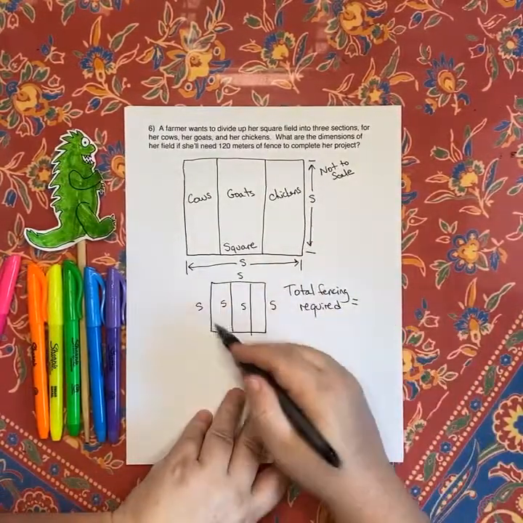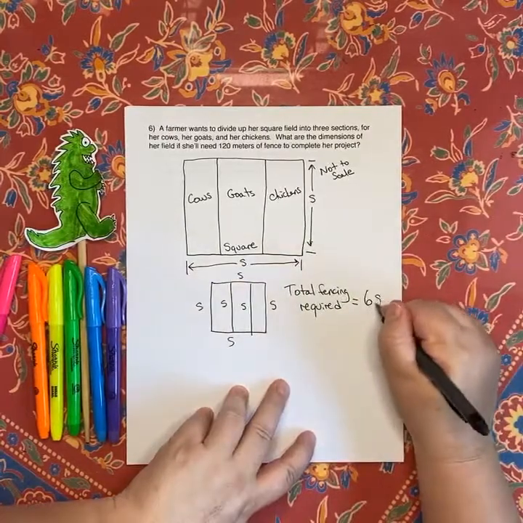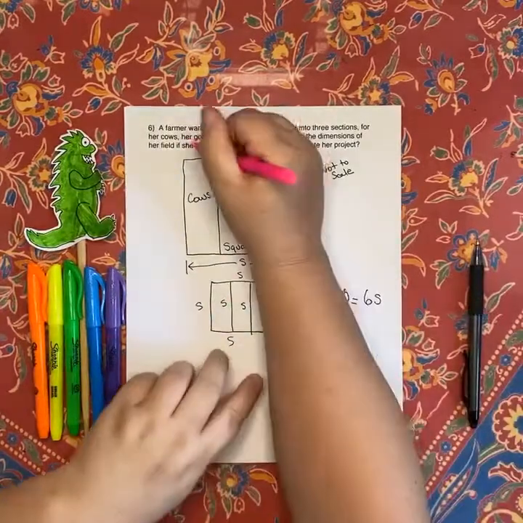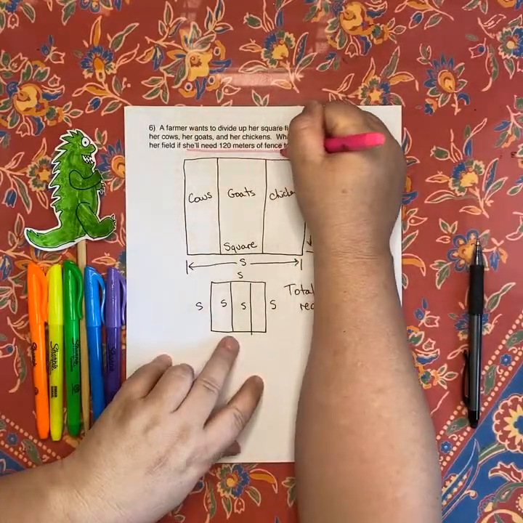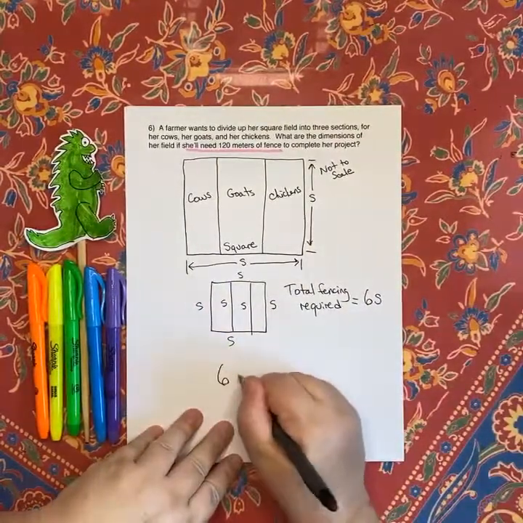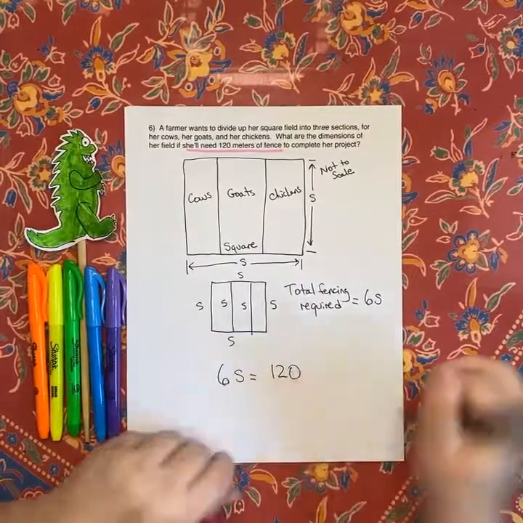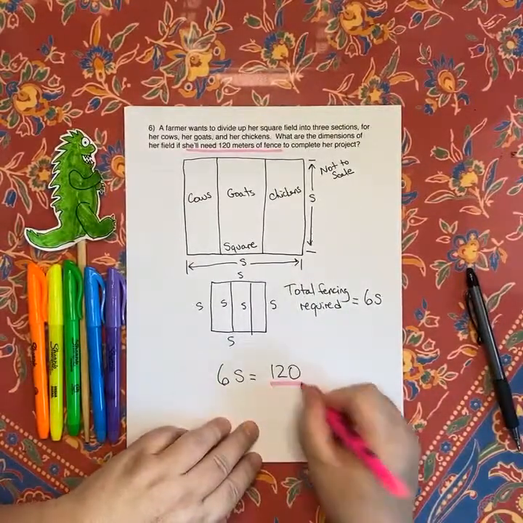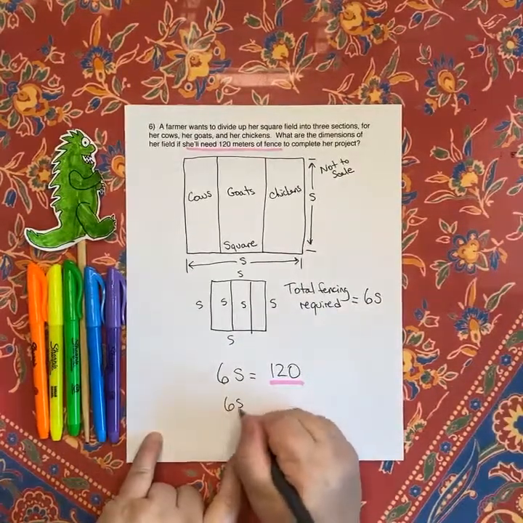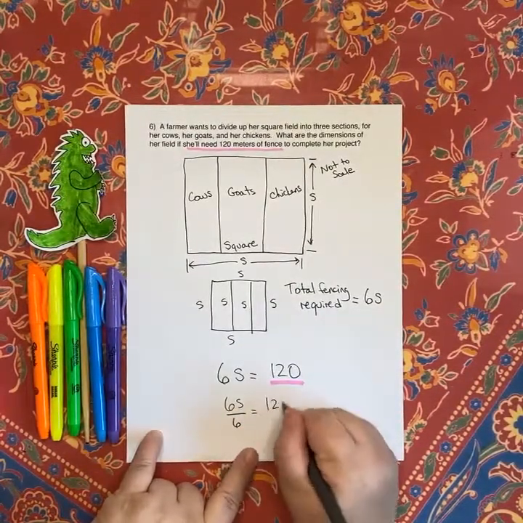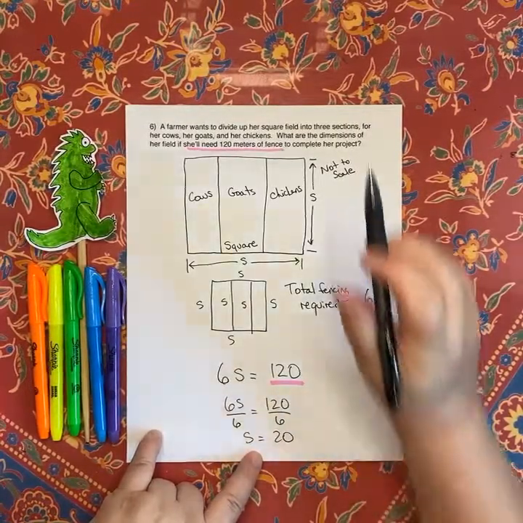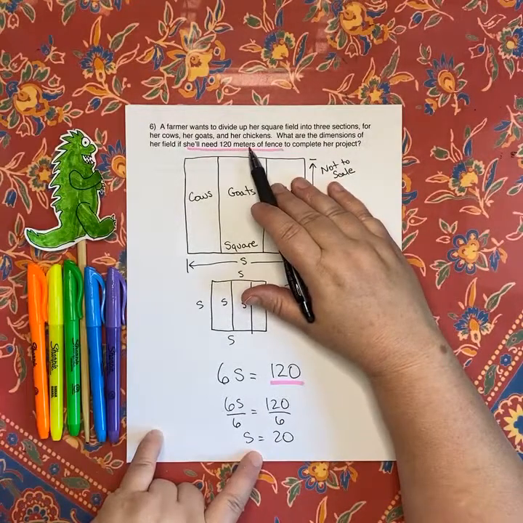Okay, so we need 1, 2, 3, 4, 5, 6, 6 S. And she'll need 120 meters of fence total. So the 6S must be equal to 120. That's awesome, because that's a single equation, which I know how to solve. I divide both sides by 6, and I get S equals 20, and I have to remind myself, okay, this is meters.